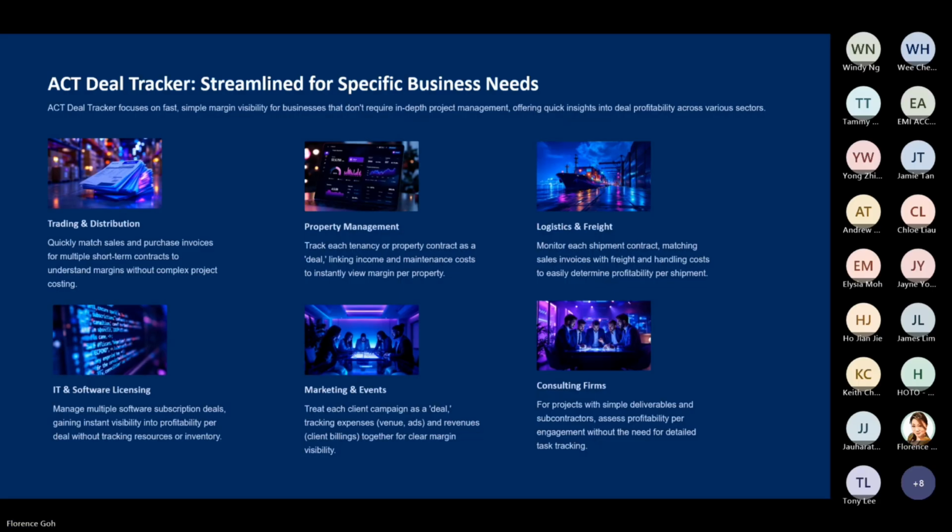One very simple example is also logistics and freight forwarding. It's always back to buy and sell. You buy from the liner, you use some freight forwarder, you need to pay for your container and all that, right? All the charges. So each shipment can be tracked as a deal. All the sales invoices are matched with the freight cost and handling charges, and even sometimes cleaning charges for your container. These are subcontractor bills, so you can easily see the profitability per shipment. Of course, there are other industries where you can actually use Deal Tracker.